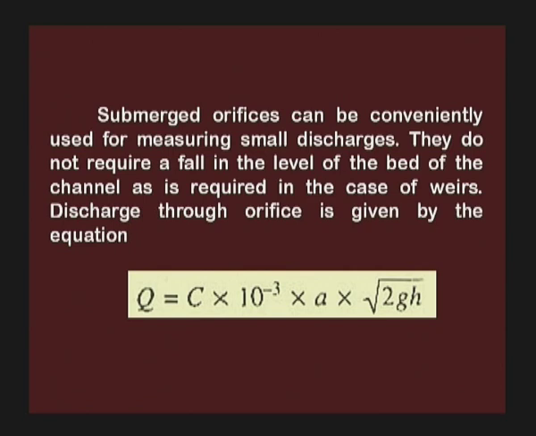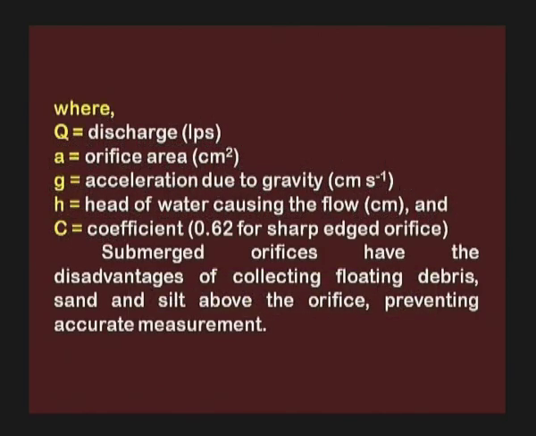They do not require a fall in the level of the bed of the channels, as is required in the case of weirs. Discharge through an orifice is given by the equation Q = C × 10^-3 × A × √(2gH), where Q is discharge in liters per second, A is orifice area in square centimeters, g is acceleration due to gravity in centimeters per second squared, H is head of water causing the flow in centimeters, and C is the coefficient.